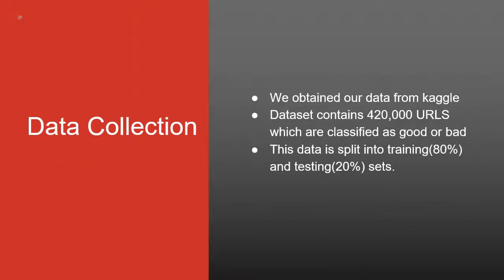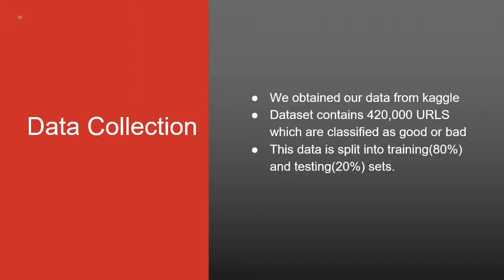To train this model, we're going to need a huge training dataset. We obtain our training dataset from a website called Kaggle. There is a link for this database in the references. This database had almost 420,000 different URLs which were classified as either good or bad. So the model is going to analyze these URLs to find out what contents a URL needs to have in order to be classified as good or bad.